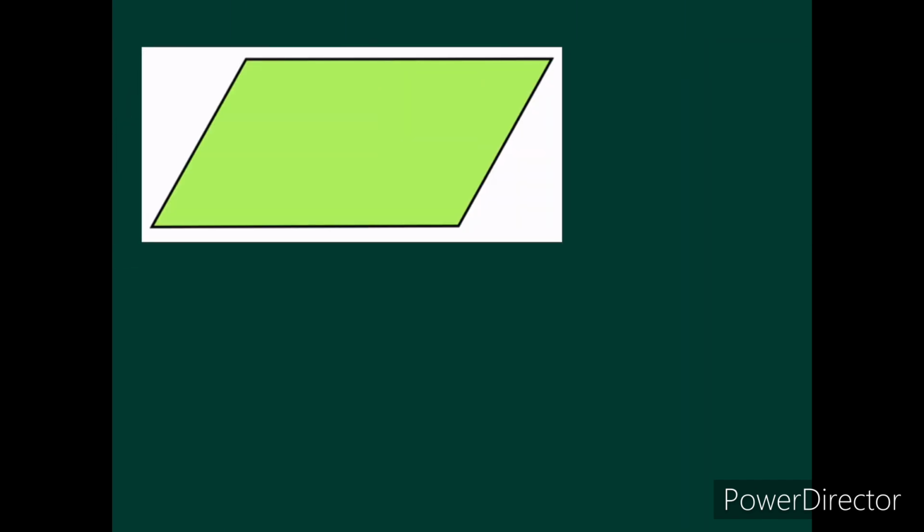Next, another kind of quadrilateral is what we call the parallelogram. So what is a parallelogram? Its opposite sides are parallel and equal to each other. So it means that this side is parallel to this side and their lengths are equal, and this side is also equal to this side. In short, the length of this side is equal to the length of this side. So that is a parallelogram.